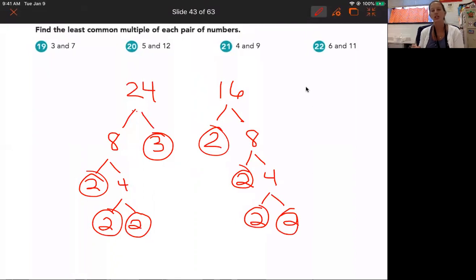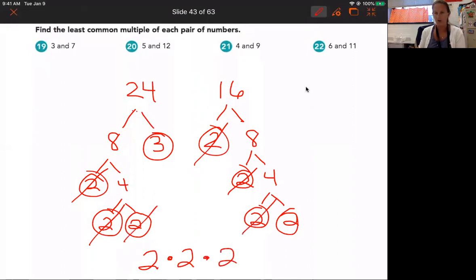Okay, what do they share in common? They share a 2 in common. They share another 2 in common. And they share another 2 in common. So my greatest common factor is 2 times 2 is 4, 4 times 2 is 8. So my greatest common factor is 8.